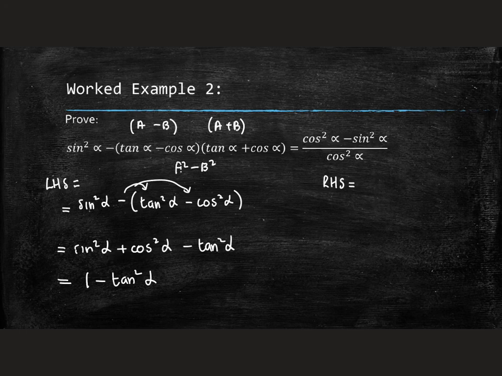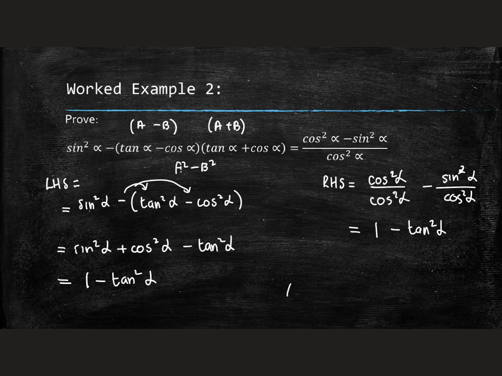Can we now make the right-hand side look like this? Well, I think this is actually quite a nice one because we've only got one denominator on the right-hand side. So let's rewrite it with a split denominator. And almost immediately you can see the solution coming out. Because cos squared divided by cos squared is 1, sine squared divided by cos squared equals tan squared. And so what we have shown is that the left-hand side does equal the right-hand side.